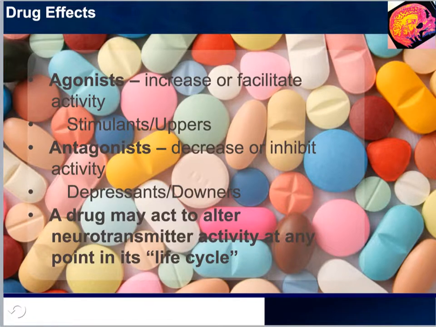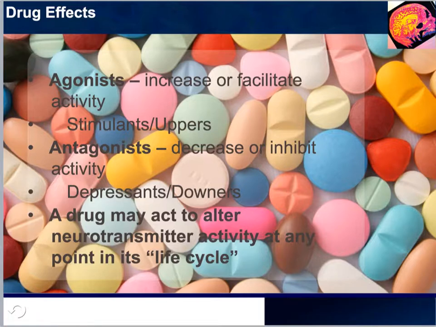Please note that a drug may act to alter neurotransmitter activity at any point in its life cycle. And the life cycle of the drug depends on various factors such as dosage and also the organism in question. For example, I'm quite sensitive to caffeine. I do not metabolize caffeine well. For some individuals, they're able to take coffee and multiple coffees per day. If I were to take a coffee, it would make me quite jittery, and that is something that's a very personal thing because of my metabolism.